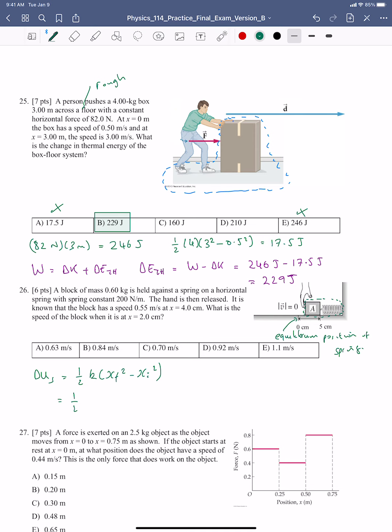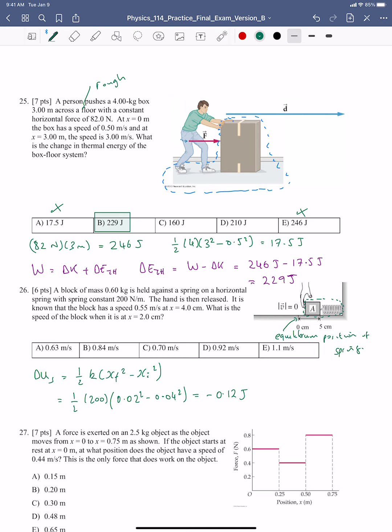So we'd have 1/2 of k, 200. It starts out at 4 centimeters. That means it's stretched 4 centimeters from its equilibrium, so 0.04 squared. It goes to 0.02 squared. Actually I did initial minus final, so it should be final minus initial, and this should be a negative value. So 0.5 times 200 times 0.02 squared minus 0.04 squared. So we get a change of potential energy of negative 0.12 joules.